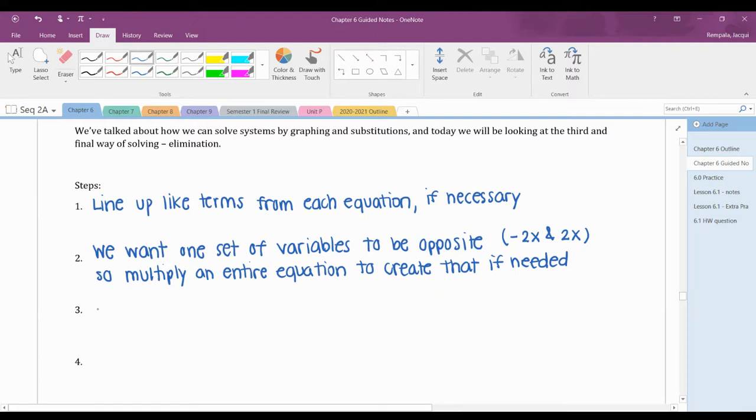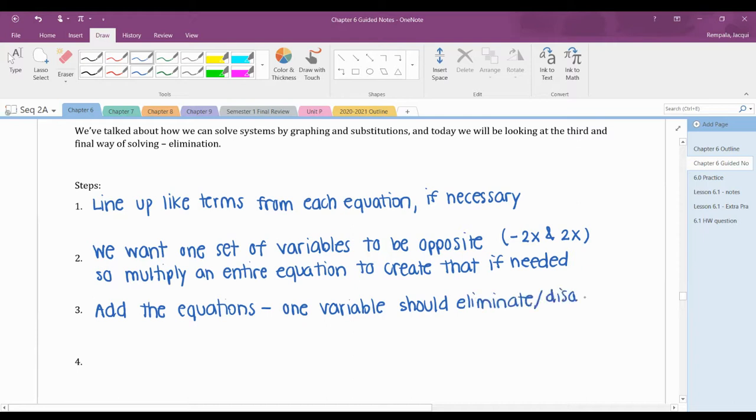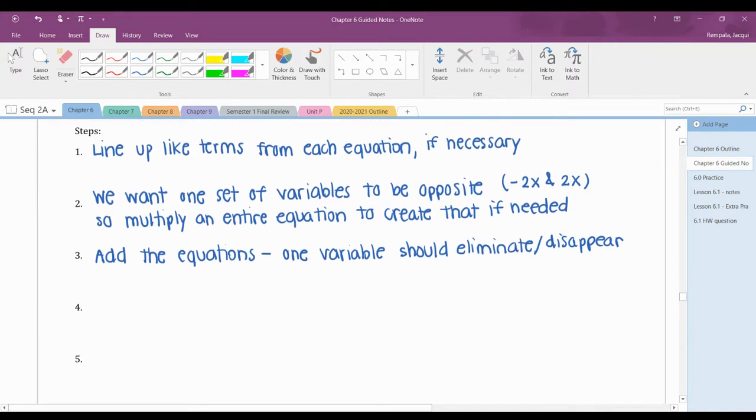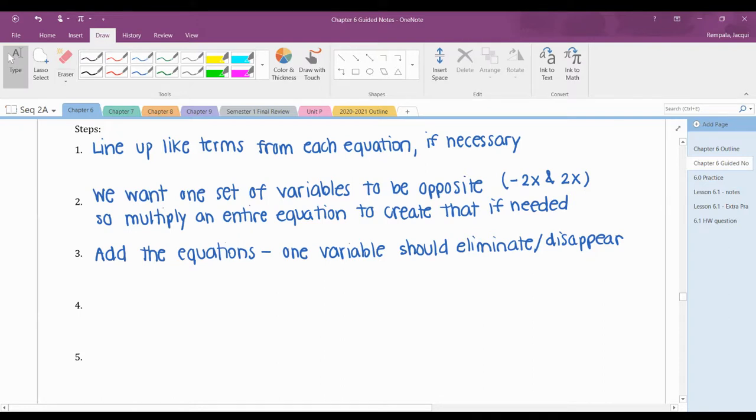Our third step then is we are going to add the equations. So by adding the equations, one variable should eliminate. And when I say eliminate, we mean that it should disappear completely. Once one of the variables has eliminated, now we're just left with one of the two. So if the x's go away, then we only have y's. So our fourth step, solve for the variable.